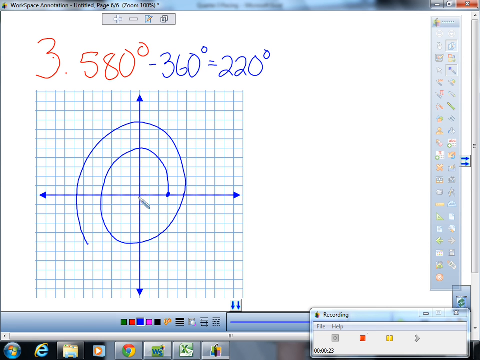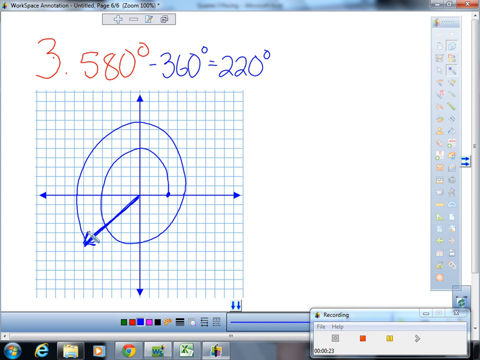And this is by no way an exact process. We're just looking to know that you conceptually understand that this angle right here has rotated 580 degrees. Think of it like tires, okay? Tire rotations, just continuously traveling in circles.